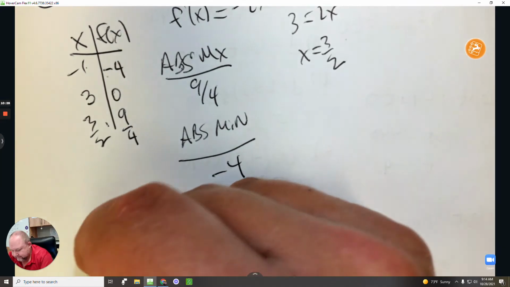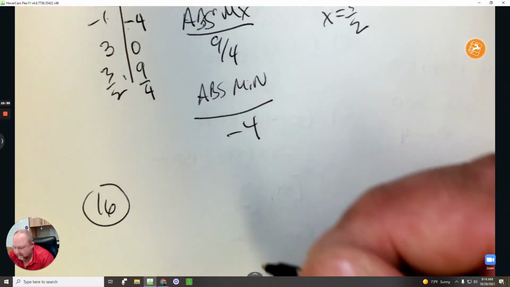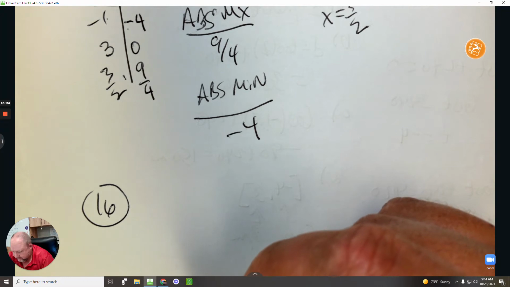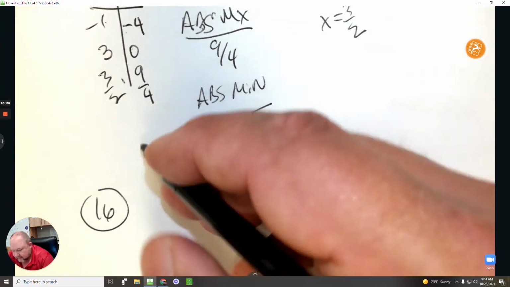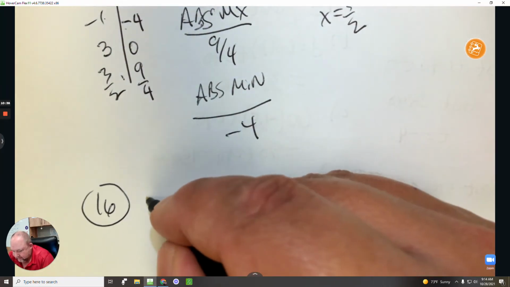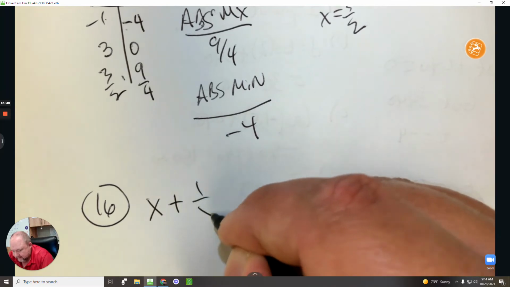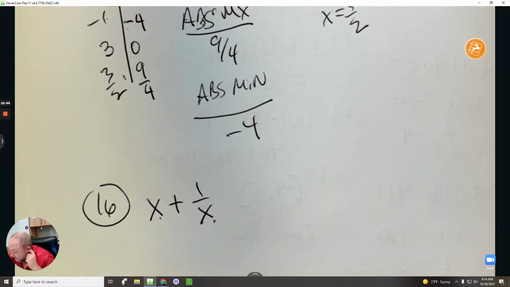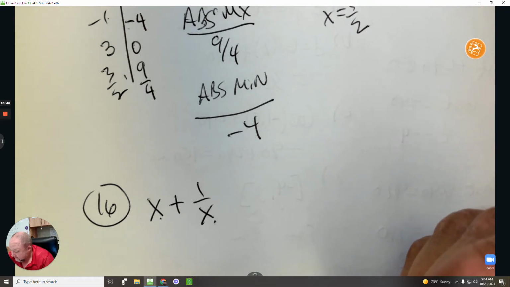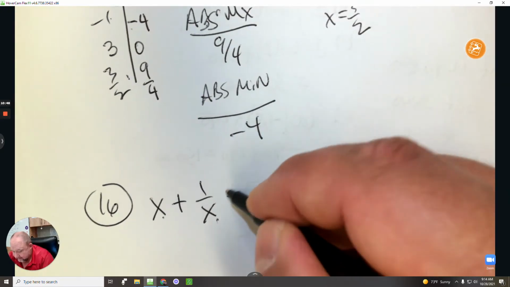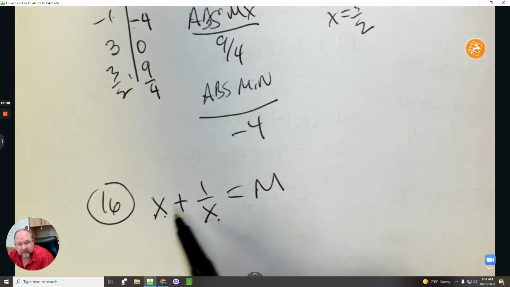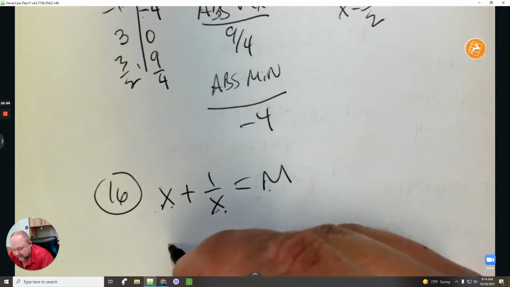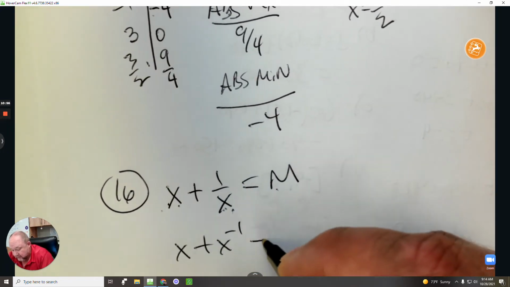Number 16. The second of two positive numbers is the reciprocal of the first. So I have two numbers, and the second number is the reciprocal of the first. Find the two numbers so that their sum is a minimum. So I have the first number, and the second number is the reciprocal of the first, and I need that to be a minimum. So I already have an equation with one variable.